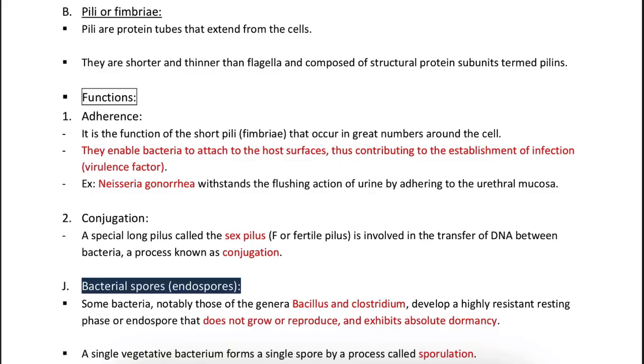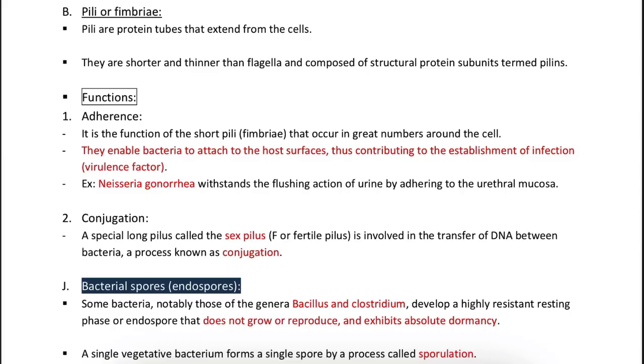Clinically, what is important about pili and fimbriae is that they are virulence factors critical for initial colonization of host tissues, important in biofilm formation, recurrent urinary tract infections and antibiotic resistance spread.